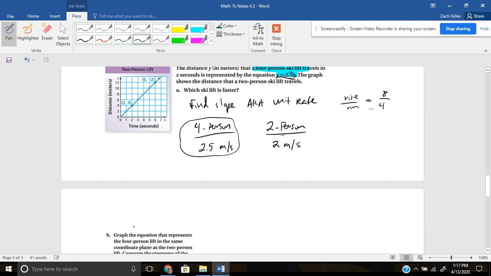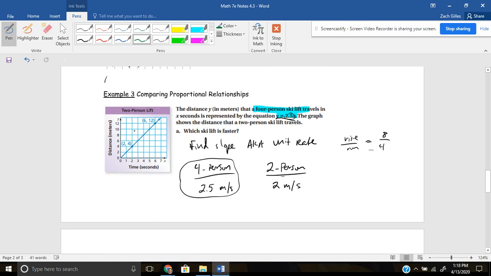If you want to use this one down here, that's fine. But it would just be a matter of copying this one down on the bottom one and then adding in the 4-person. The 4-person ski lift, it would start at 0 as well. And for every 1 second, it would go 2.5 meters. So 1 second, 2.5. So it's just going to be right above this line. Now for 2 seconds, how far would it go? Well, this times 2 would be 5. So it'd be right above there.